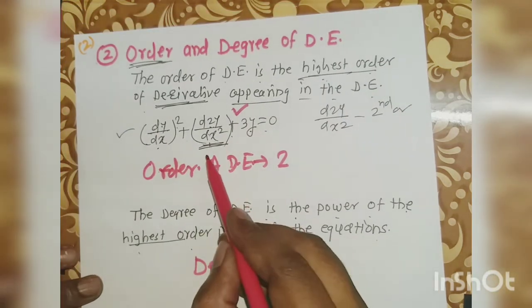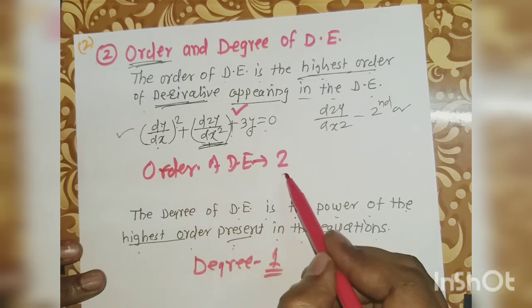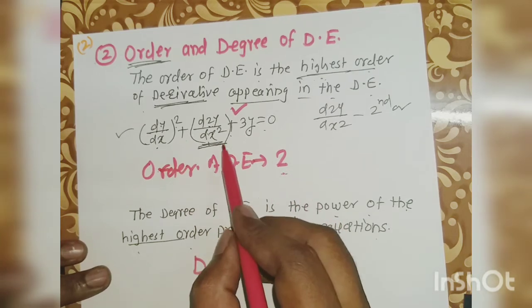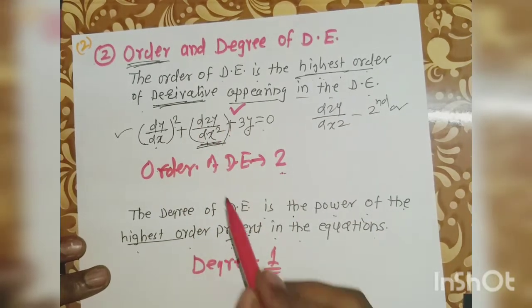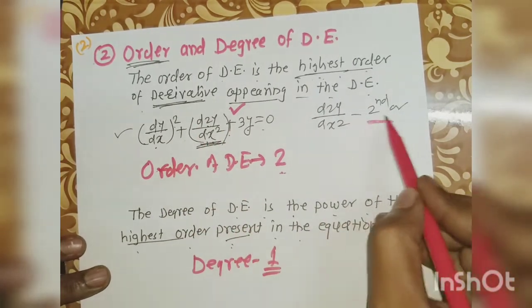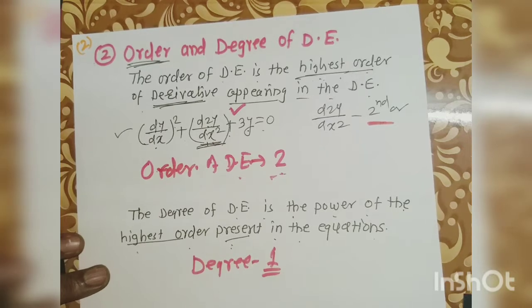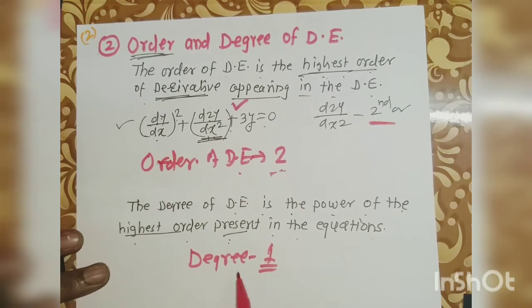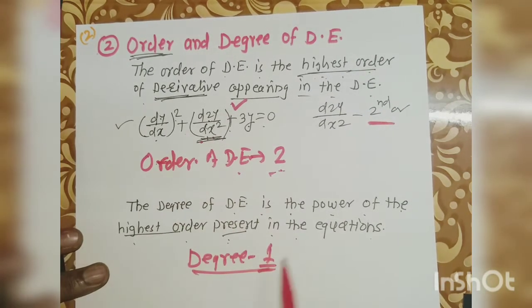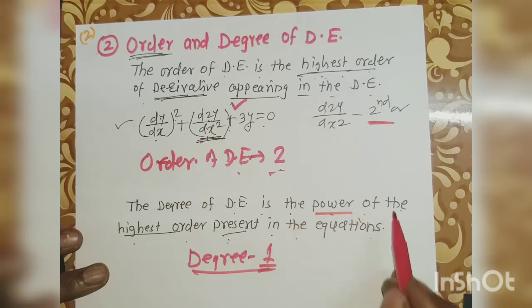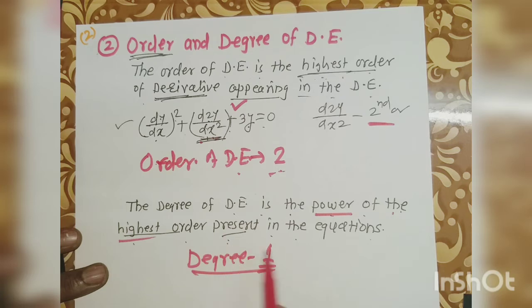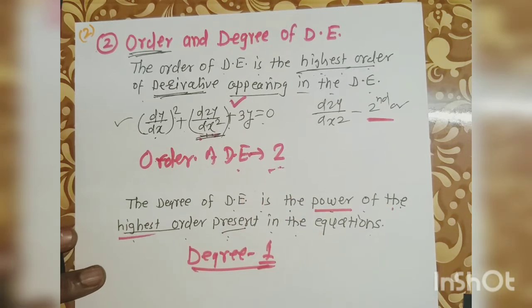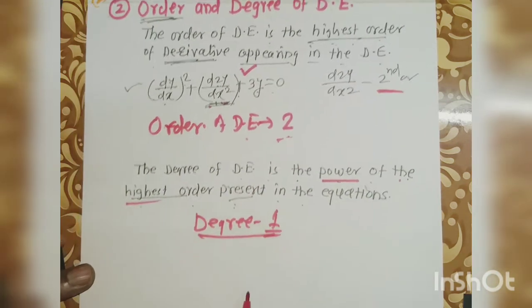That means first find the order of the differential equation. That means the term of highest order derivative that consists in this equation. This order is called the order of the differential equation, and the power of the highest order derivative present in this equation is called the degree of the equation.